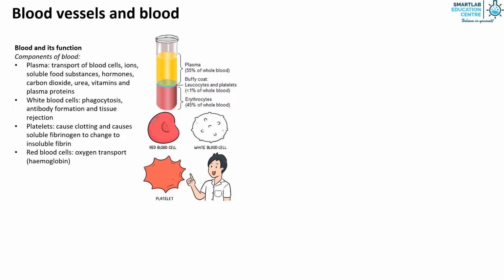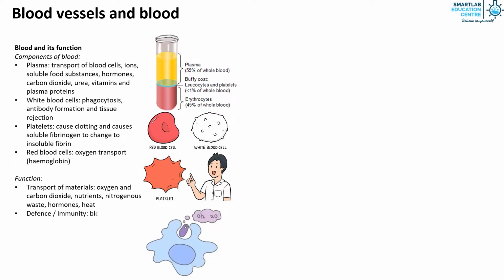The blood has two main functions. The first being the transport of materials such as oxygen and carbon dioxide, nutrients, nitrogenous waste, hormones, and heat. The second being for defense or immunity, for instance blood clotting, phagocytosis by white blood cells, and antibody production.